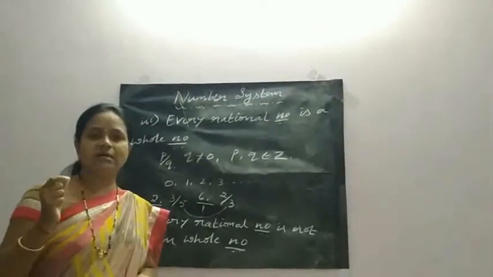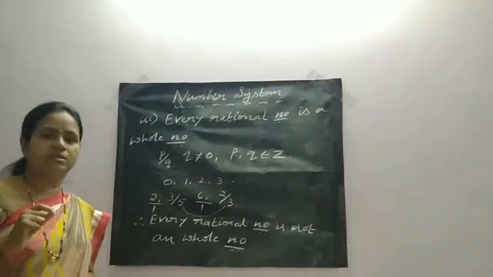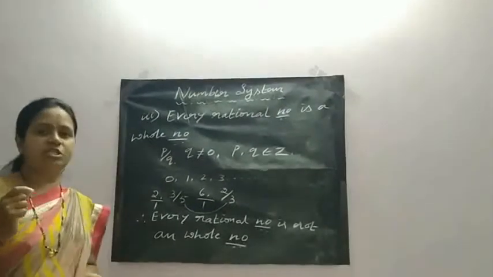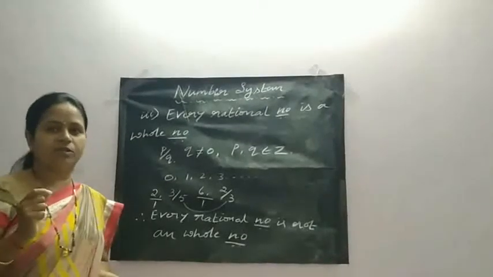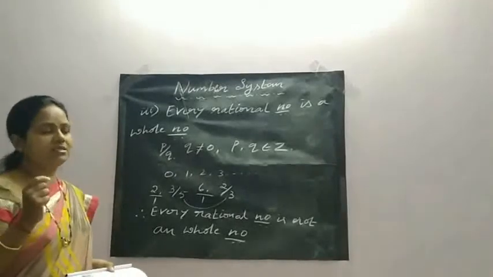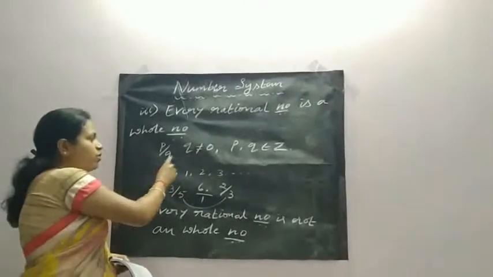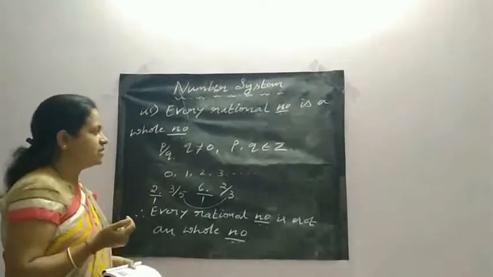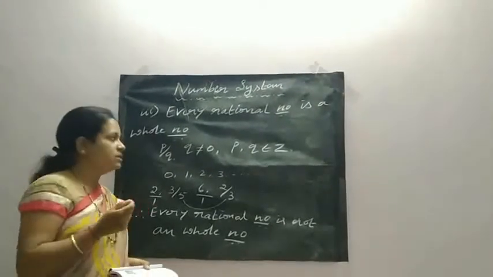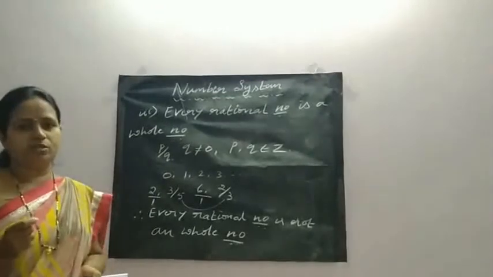And the next is integers. The integers are the numbers which include positive numbers as well as negative numbers and also 0. And integers are denoted by a capital letter Z. And the next one is rational numbers. The numbers which are expressed in the form of P by Q, where Q is not equal to 0 and P and Q belong to Z. So this is about the rational numbers, children.